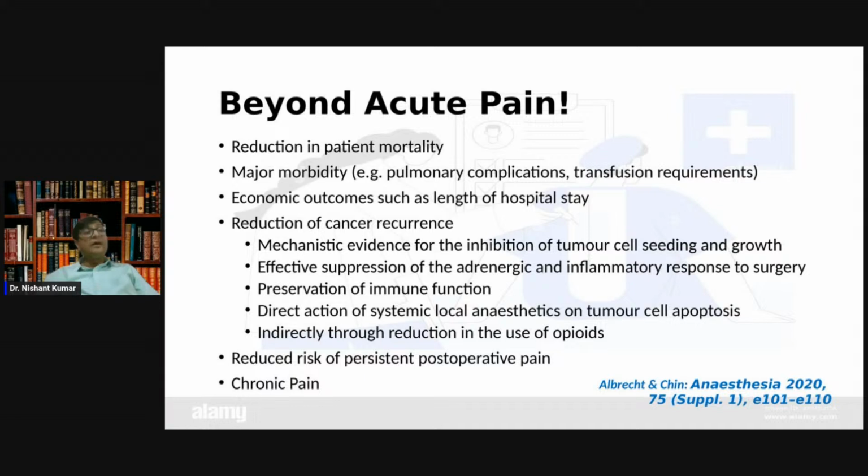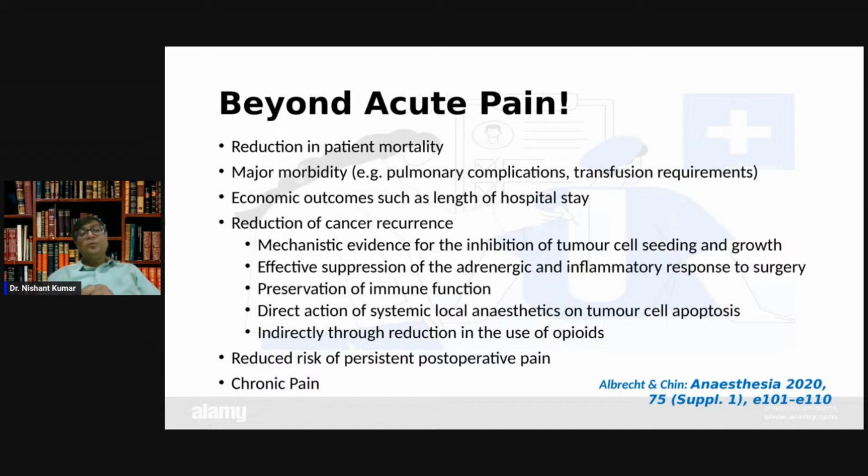Also, there is sufficient evidence to prove that in oncosurgeries, the use of regional anesthesia reduces cancer recurrence. There is definite mechanistic evidence for inhibition of tumor cell growth and seeding. Then there is suppression of the adrenergic and inflammatory response to surgery, which we all know. There is also direct action of systemic local anesthetics on tumor cell apoptosis. That doesn't mean giving bupivacaine IV, but obviously there is some systemic absorption of the local anesthetic from the site where you have administered it.